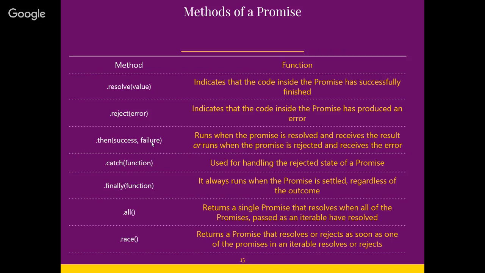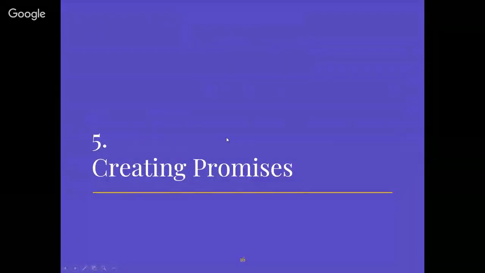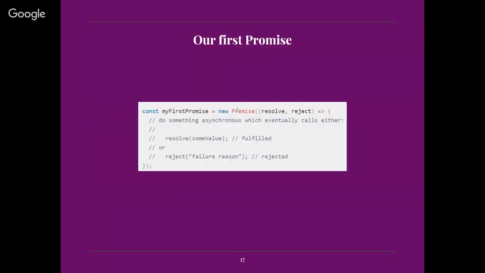And that's pretty much it for the promises methods. Now that we know all of these properties and methods of the promise object, let's actually see what promises are like in practice. Here is the blueprint we will always use when we're trying to create a promise.